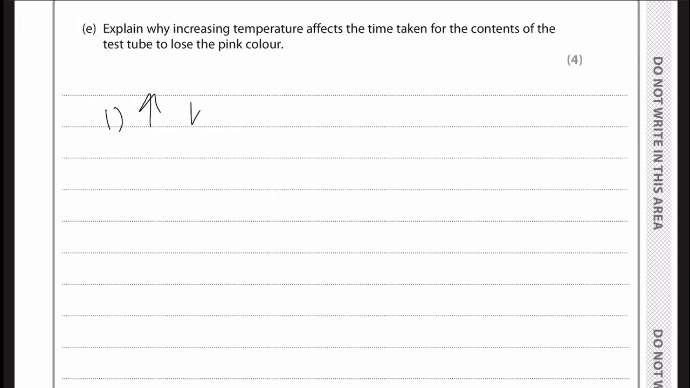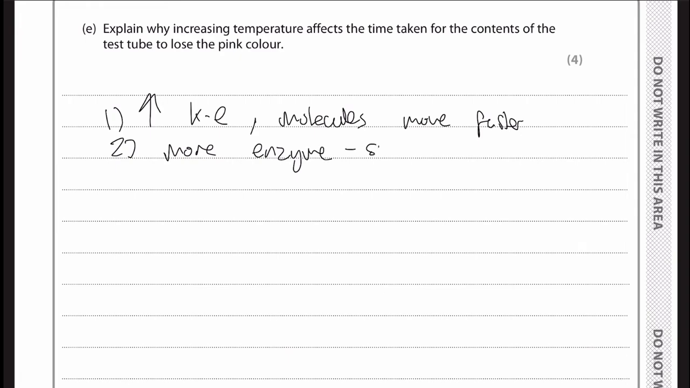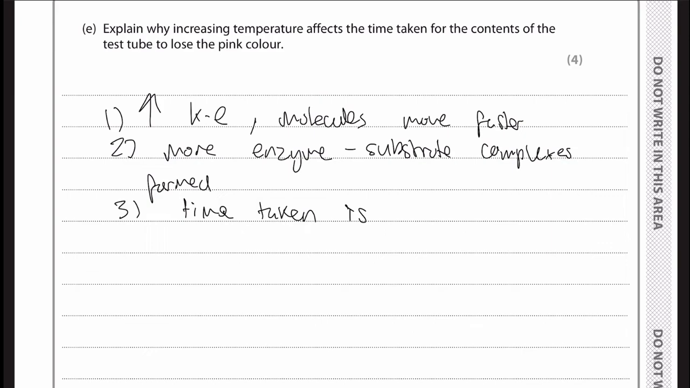So increased temperature is increased kinetic energy, KE. And this means that the molecules move faster. So what does this actually do? Well, this means that more enzyme substrate complexes are formed. More successful collisions, more frequent successful collisions. Now, what does this actually result in? Well, this means that the time taken for the contents to lose color is lower. It decreases, because there's more reaction.